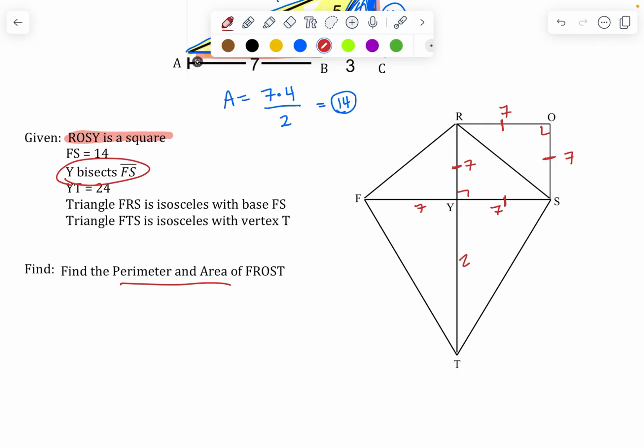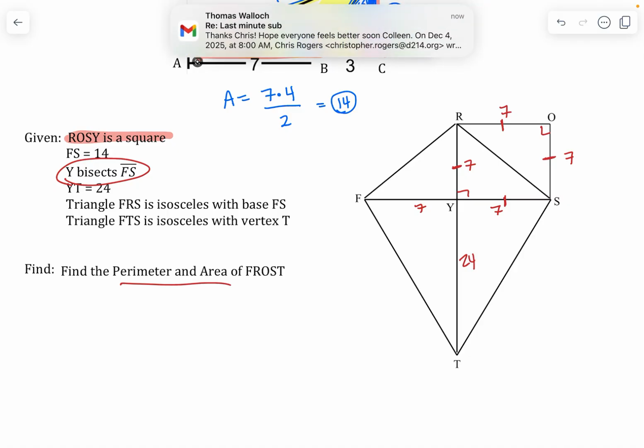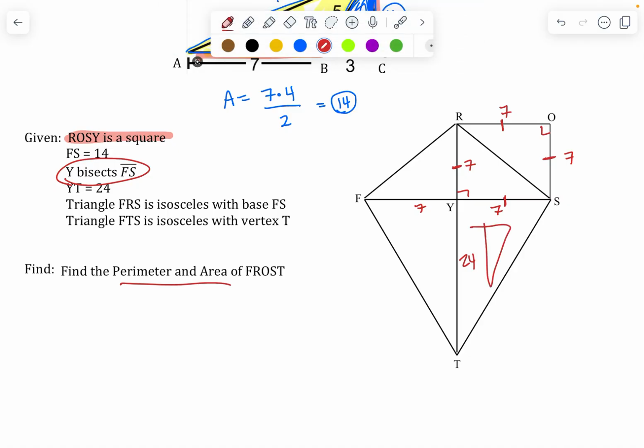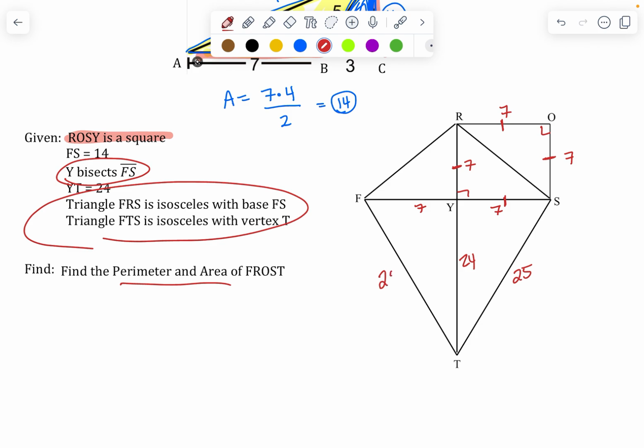YT is 24, and then I recognize I have a right triangle here with legs of 7 and 24. You could do the Pythagorean theorem, but you'd probably be tempted to pull out your calculators. That last leg is 25. It's just a triple. We know that these triangles here are isosceles, so that means this is 25. And then eventually I can figure out those two sides because those are the same.